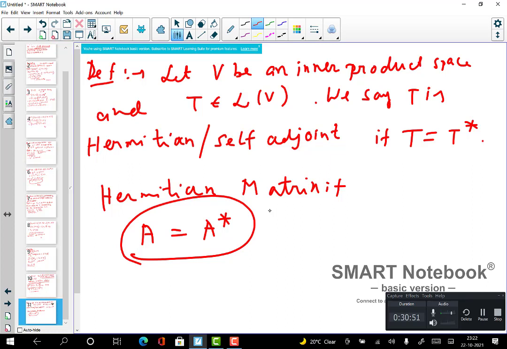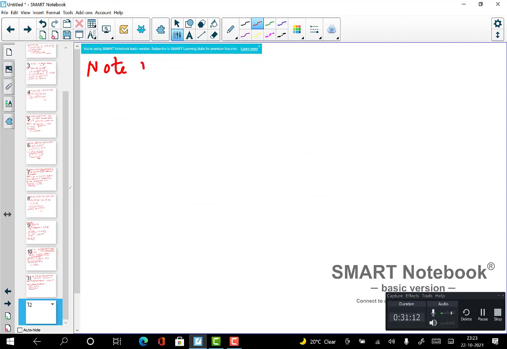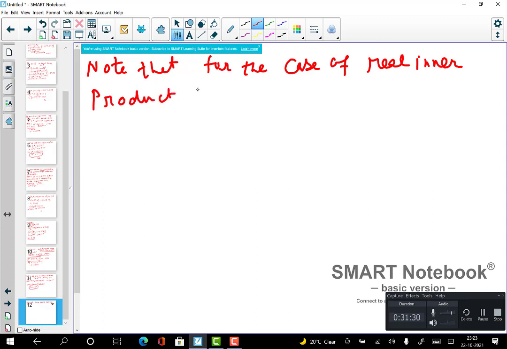Okay. And the obvious fact is that if the vector space V is a real inner product space, then what happens? Then self-adjoint is nothing but equivalent to symmetric, right? Because A star will become A transpose, so A equal to A transpose. Okay, so note that for the case of a real inner product space, self-adjoint is equal to symmetric.